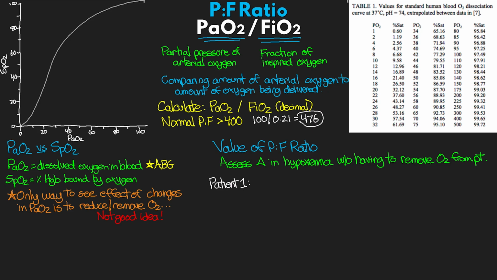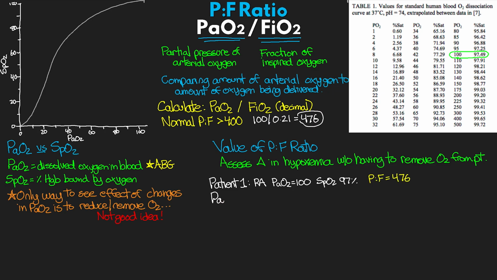So we're going to take our first patient here. This is a normal healthy patient. They're on room air, they have a PaO2 of 100, and they're satting 97-98%, which, if you look at our oxyhemoglobin dissociation curve, is what we would expect for a PaO2 of 100. Now here we already did this calculation. We know that their PF ratio is 476.